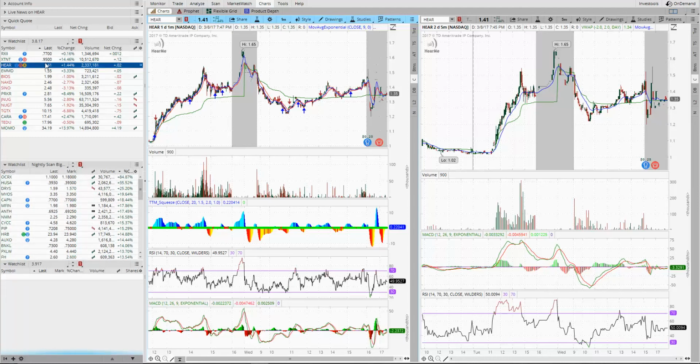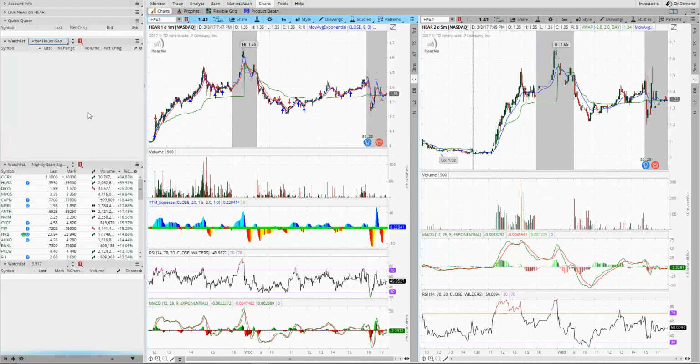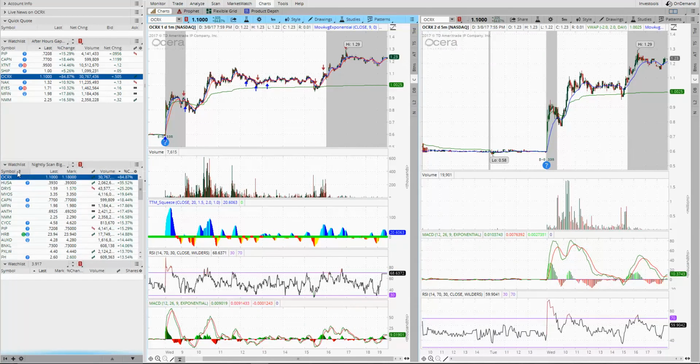Oh, you know what? Let me change this to the after hours gap scan just to make sure I didn't miss anything. All right, there you go. There's a couple. So the biggest percentage gainer was OCRX today, 30 million shares. Wow, it was very, very volatile. And look at this, man, it opened at 85 cents. Wow, it closed holding its highs, right?